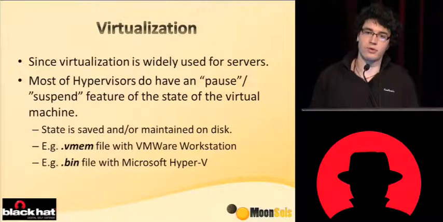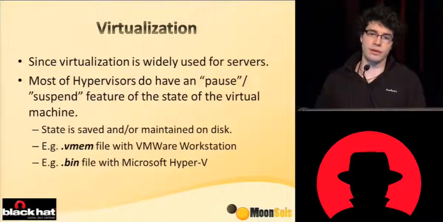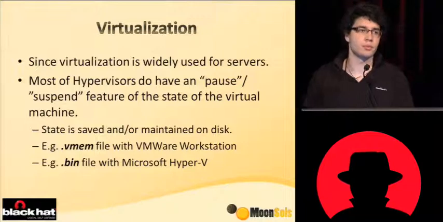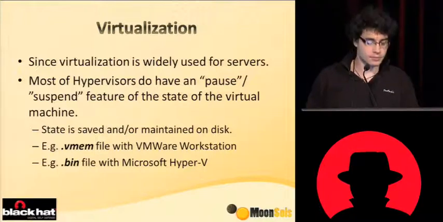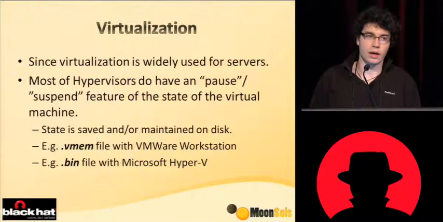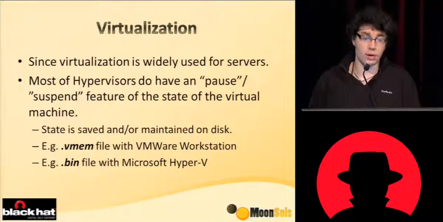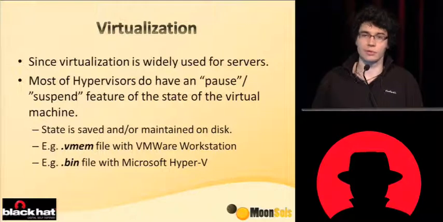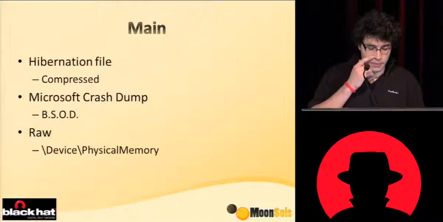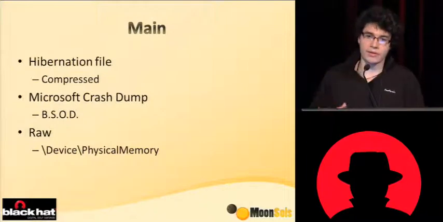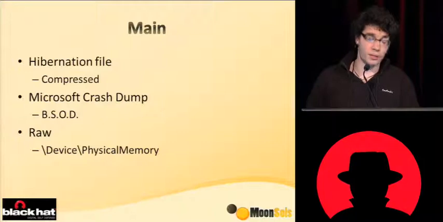In the case of VMware, they have the VMEM file, which is really famous. This file doesn't have a very specific file format, it's like a raw dump. So we will see in the next part that it's really easy to convert. Unlike the Microsoft Hyper-V product, which uses a very specific file format and compression. So in this talk, I'm only going to focus on the hibernation file, the Microsoft crash dump and the raw memory snapshot.